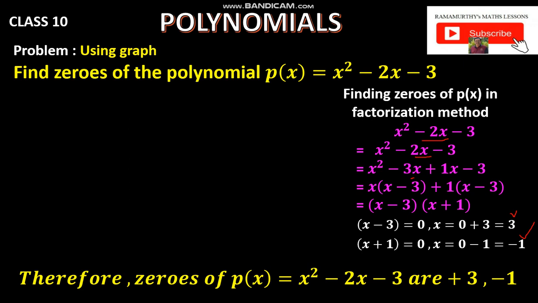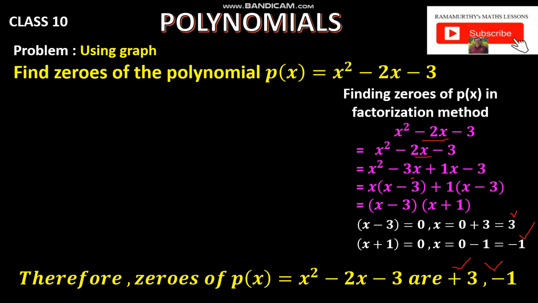So finally the zeros of the polynomial x square minus 2x minus 3 are nothing but 3 and negative 1. This is the factorization method. We already have knowledge about the zeros, but we are going to find these zeros using a graph. Before drawing the graph, we have to plot the points on the graph.